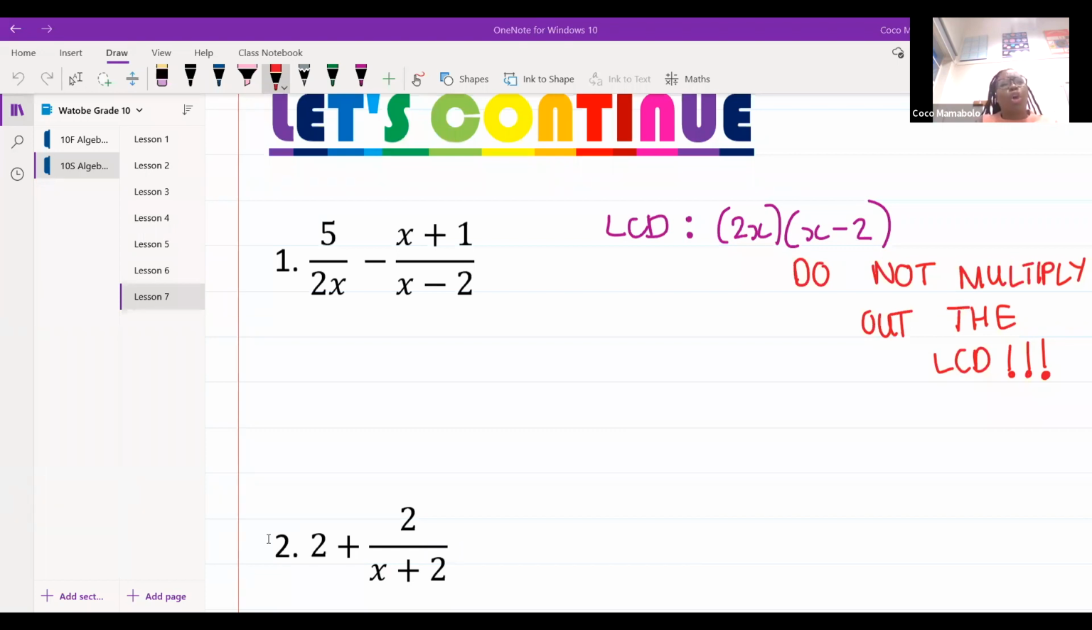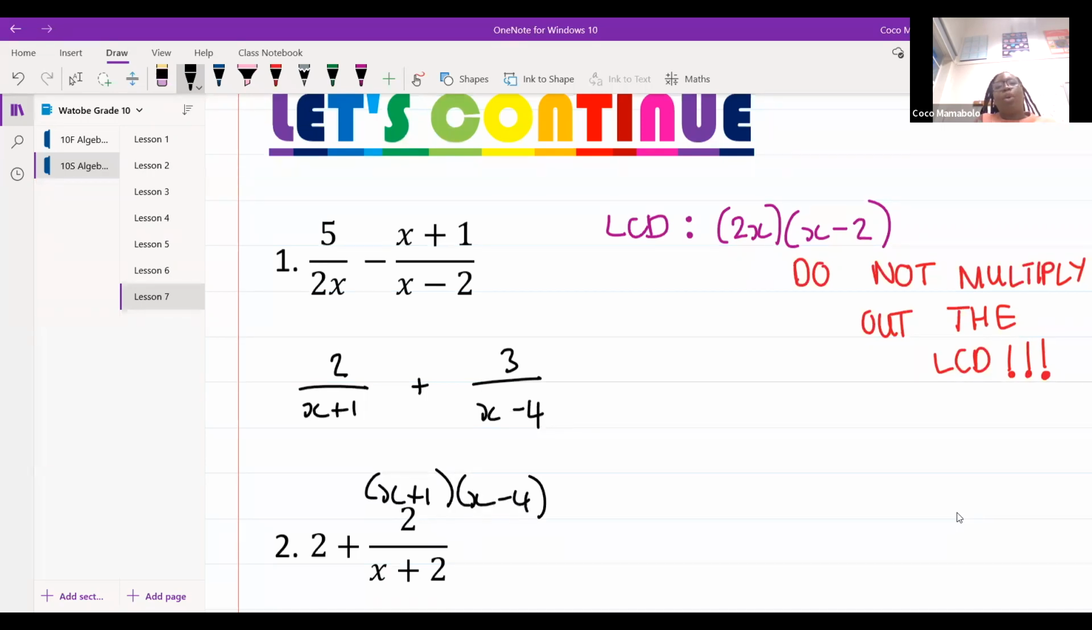If you have more than one term and there are x's and y's involved, do not multiply out the LCD. Akwande, how do we know when we don't multiply? Always, just don't do it. If my sum is, for instance, 2 over x plus 1 plus 3 over x minus 4, my LCD is just going to be x plus 1 and x minus 4. Do not multiply out. Just leave your LCD like this. Take these and multiply them together, and that's your LCD.